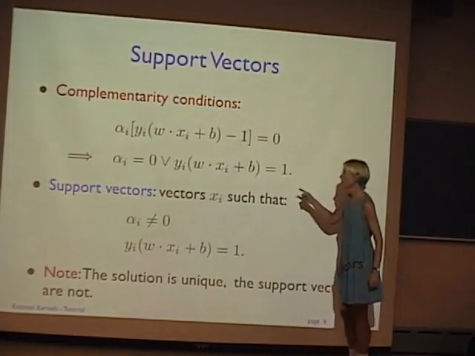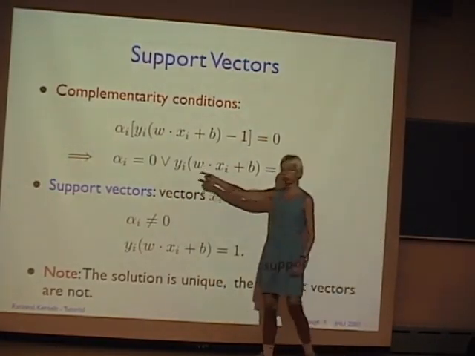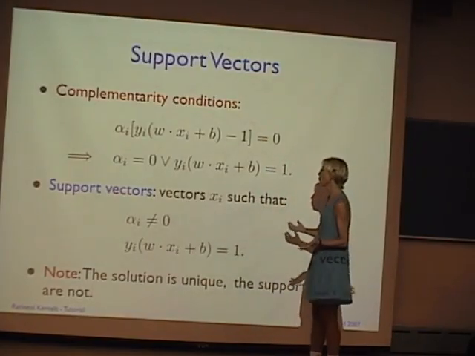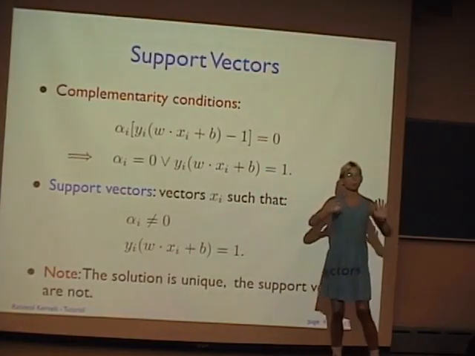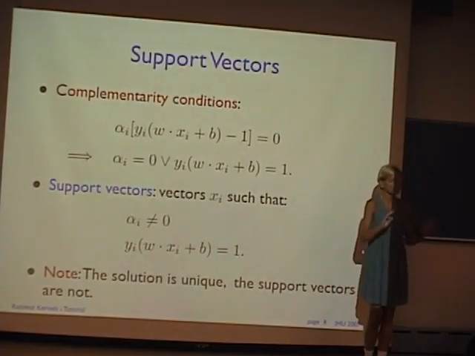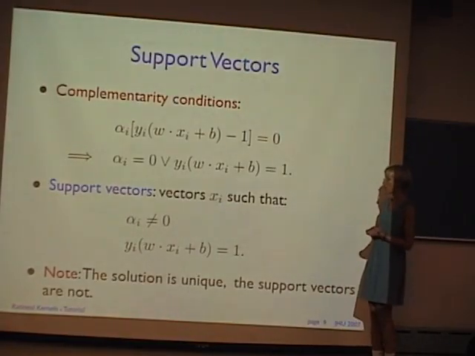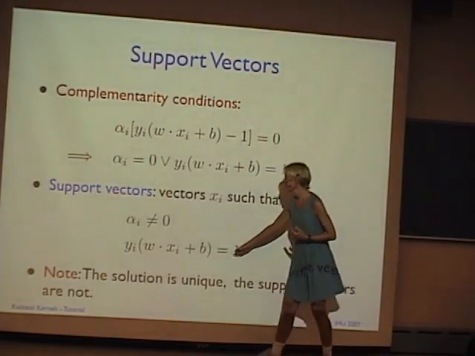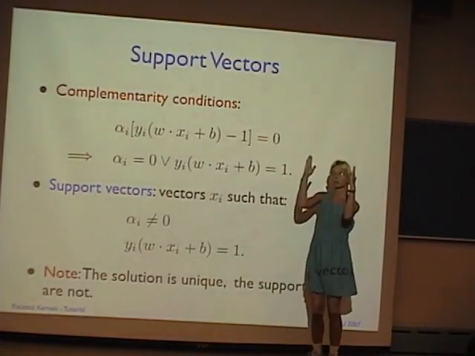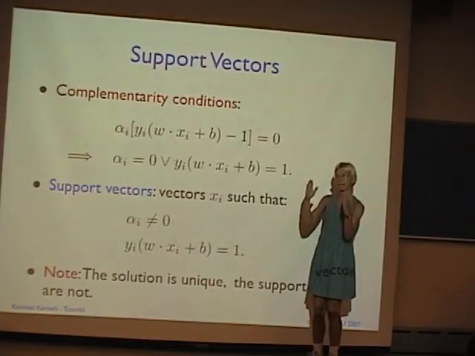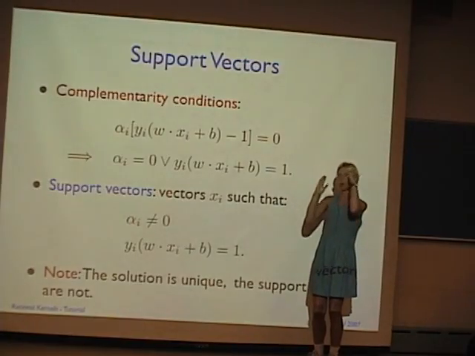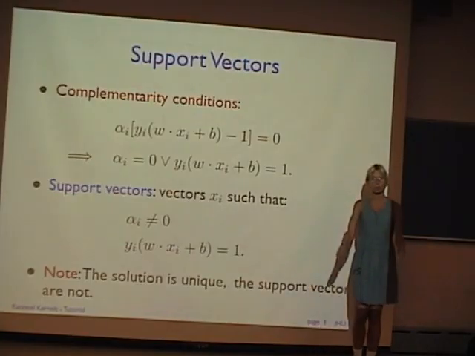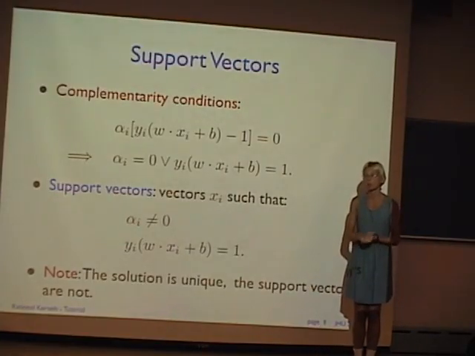So either alpha I is 0, and that point doesn't even contribute anything to the solution. We can actually remove the point from our training set and we'll get exactly the same solution to our optimization problem. Or alpha I is not 0. That is, it lies exactly on one of these margin planes. Either it's on the +1 or it's on the -1. The points that lie on these 2 surfaces, those are the points that we call support vectors.